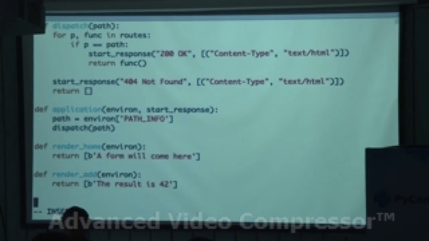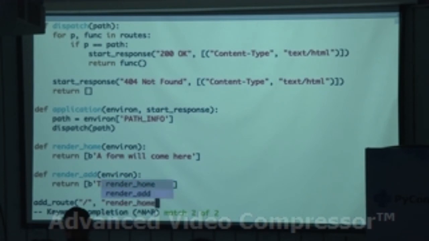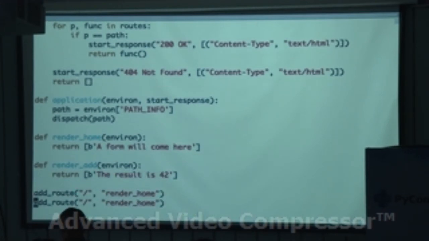So what you can do is add route slash will be render home, and add route slash add will actually go to the add function. So instead of having those kinds of conditions there, you write your function and then specify the routing, so that the library can take care of those things. That's what a web framework that you use would typically help you do.